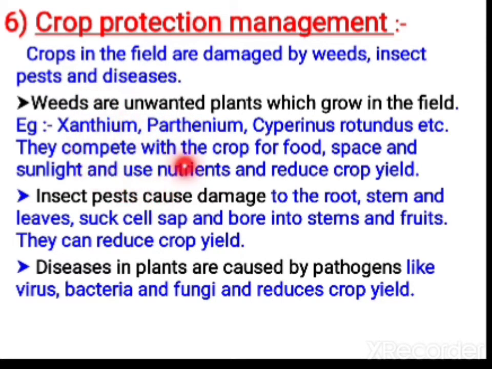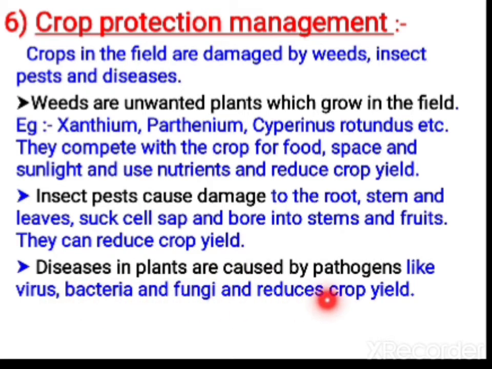So when they take away the nutrients, the yield of the crops will be reduced as they are getting less nutrient. And the insect pests, what do they do? They damage the plants, that is root, stem, leaves, otherwise they suck the cell sap, cell juice, and they bore into the stems and fruits, and once again it reduces the crop yield. If the fruits are damaged by the pests, normally nobody will purchase them. So the production will be decreased and the farmers won't be getting the benefit.